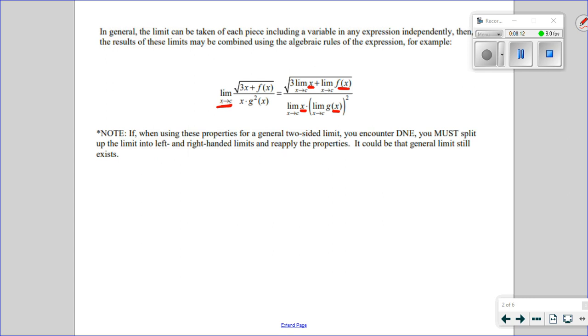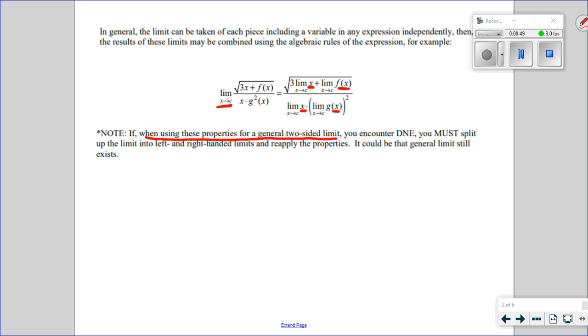Now, there is one important thing to note. If, when using these properties for a general two-sided limit, you find that the two-sided limit does not exist, then you must split up the limit into the left and right-handed limits and reapply the properties. It goes back to the existence of a limit theorem that said in order for the two-sided limit to exist, the one-sided limits must both exist and equal each other.